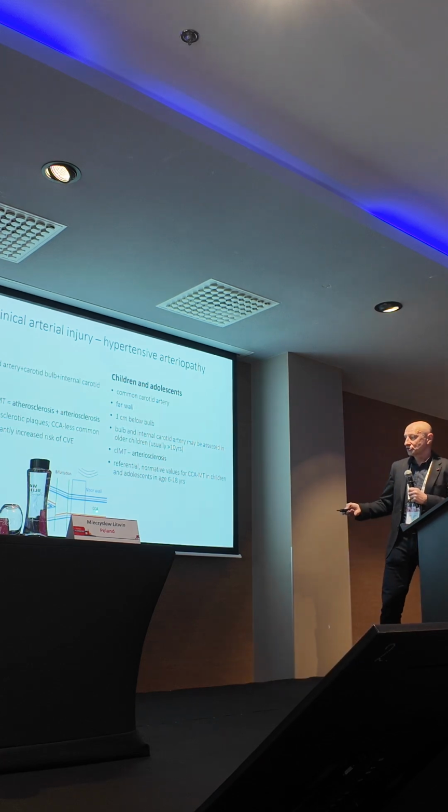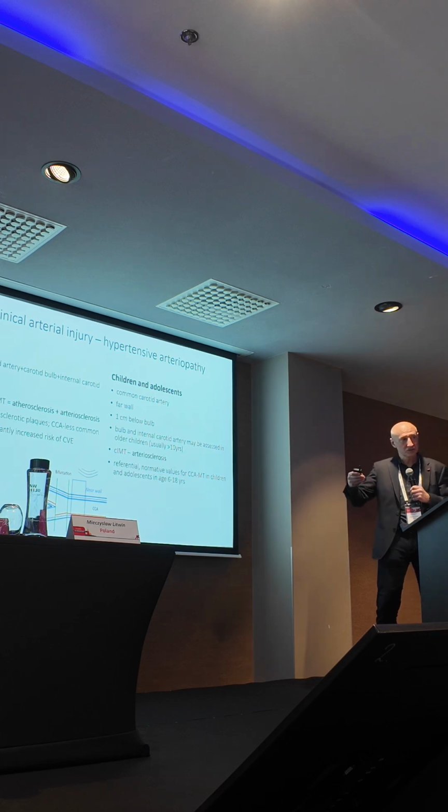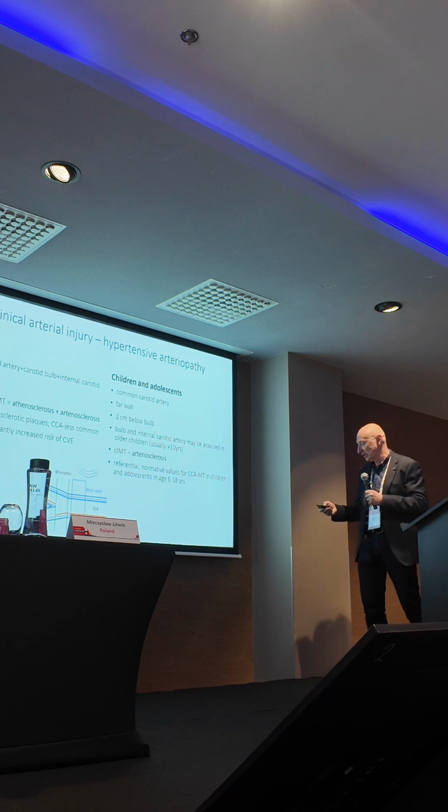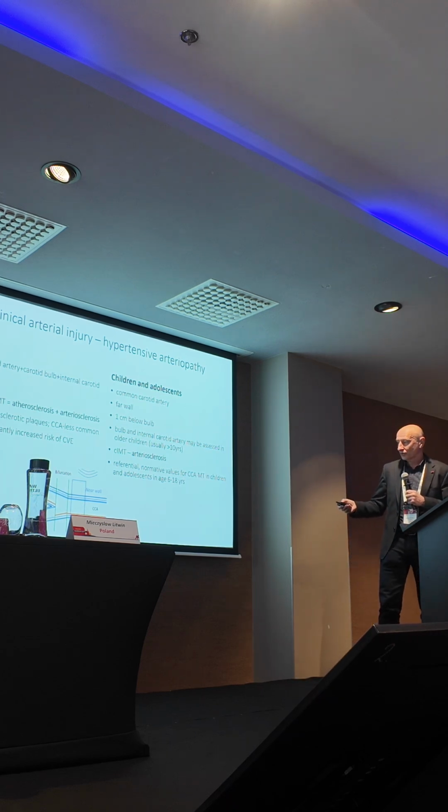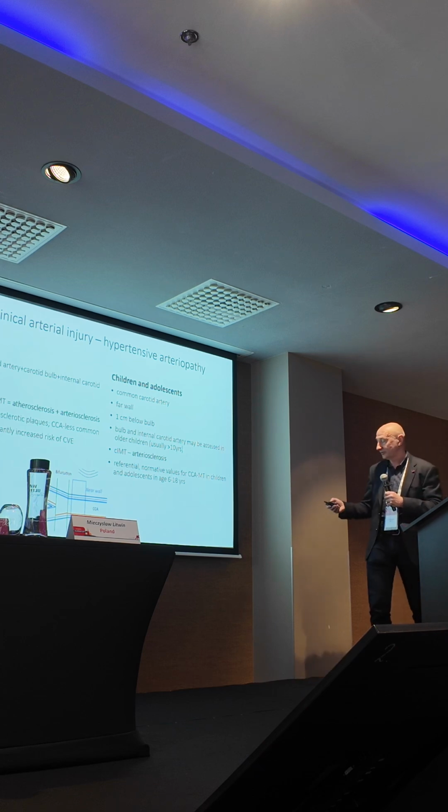In childhood, we measure the common carotid artery on the far wall. It is a principle because we should always measure IMT on the far wall of the carotid artery. But it's very rare for atherosclerotic plaques to develop in this place. So we assess arteriosclerosis. So it is different.